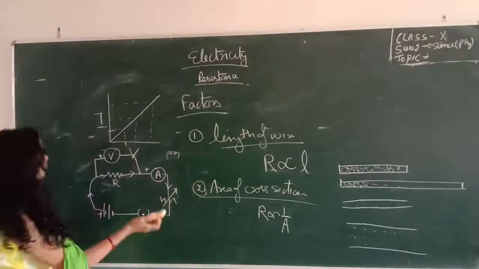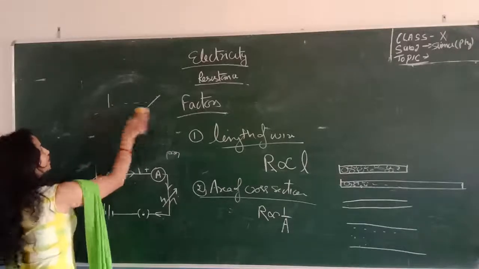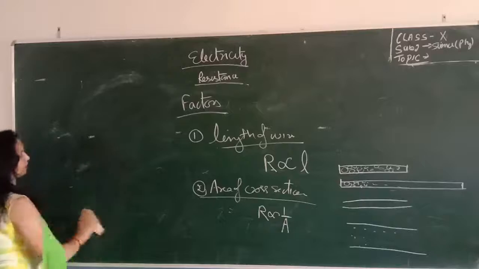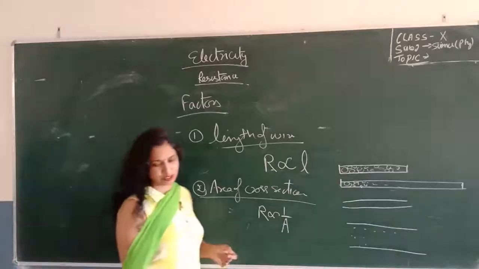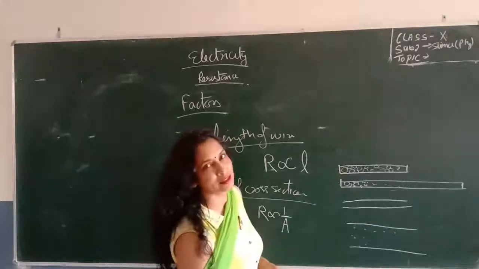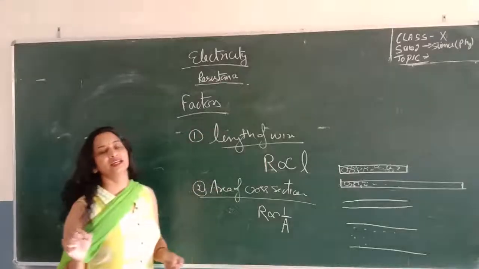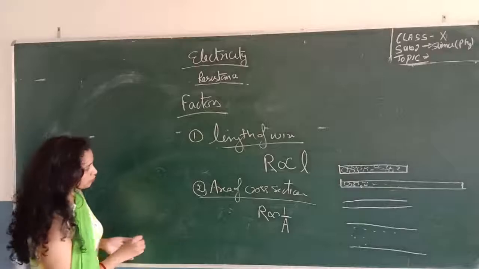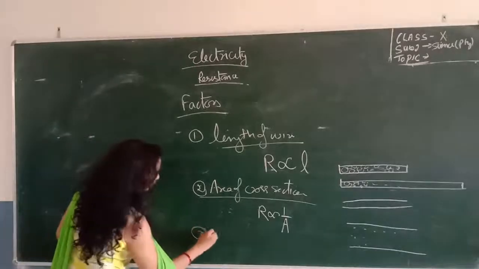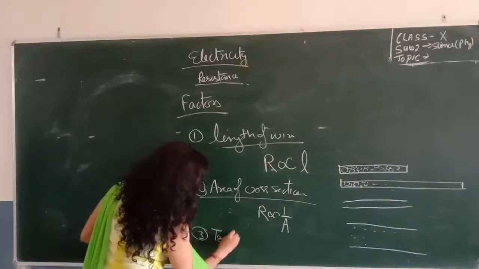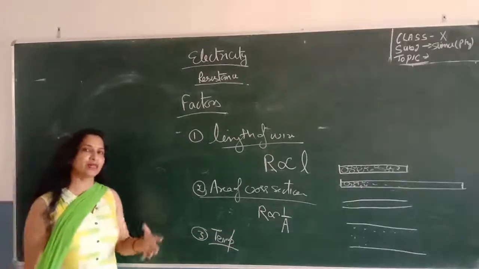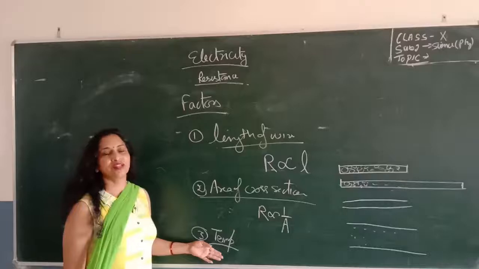Two more things on which the resistance of the wire depends. The next thing is the temperature. We can't say it is inversely or directly proportional to temperature, because in the case of metals, the resistance of the wire increases by increasing the temperature. So I am writing here the third factor, the temperature. In the case of metals, we can say that by increasing the temperature, the resistance of the wire increases.